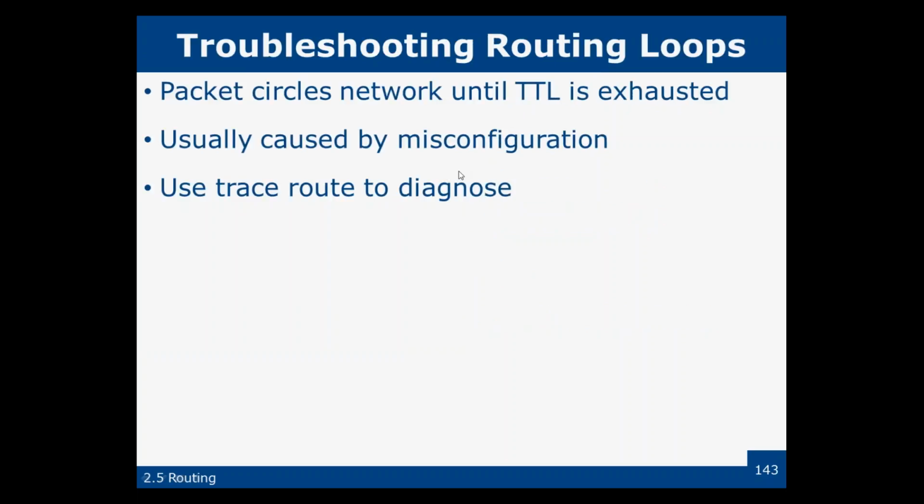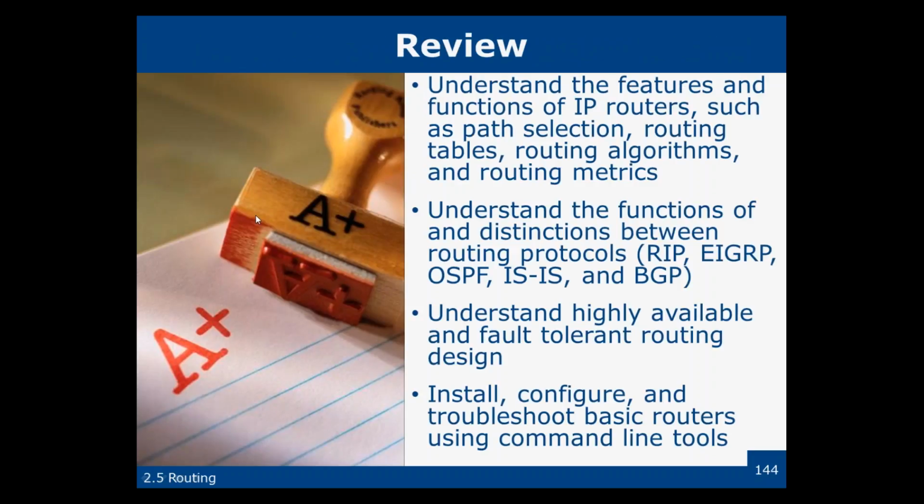And that'll go on until the TTL has expired, and it'll drop it. The packet circles the network until the TTL is exhausted, which is what we just did, usually caused by misconfiguration, and we use traceroute to diagnose it. When you use traceroute, where it fails, that router is where the problem is. With that, features of IP routing.